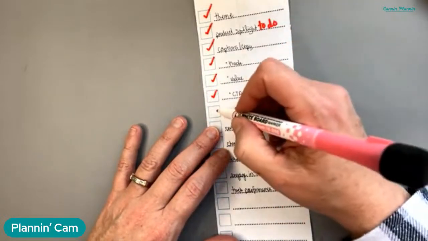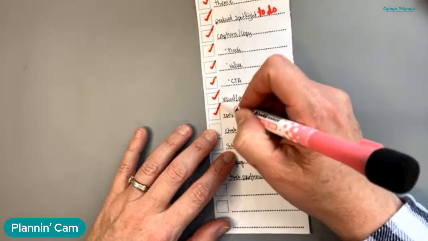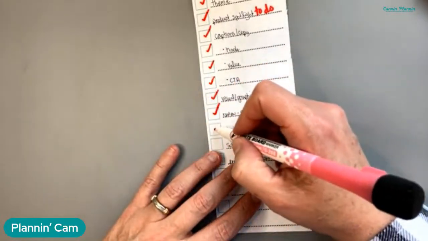Then you go visual graphics. Yes, I have a visual of some kind for each one of those. Did I review it? Yes. Did I check for links? I did.